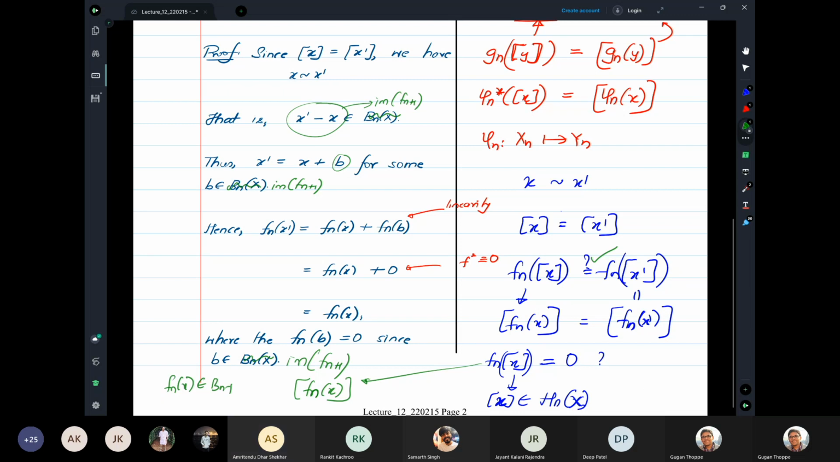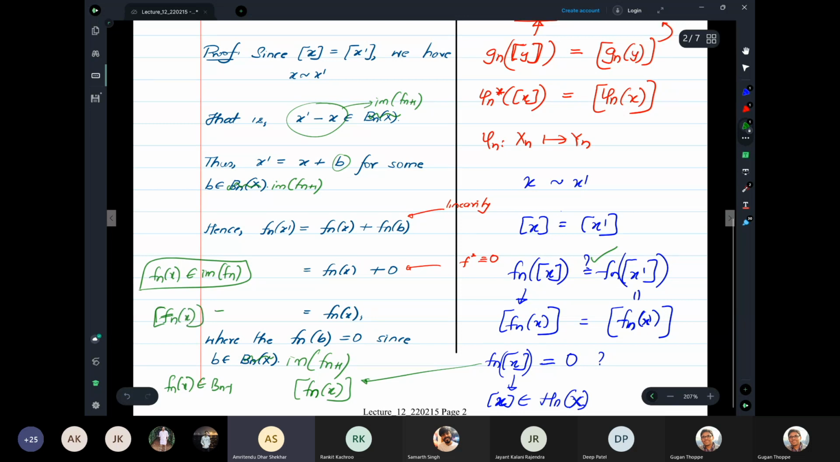This is just true, right? So f_n(x) trivially belongs to the image of f_n. If this is your question, then indeed this is true. Now, if we take the equivalence class, like if we put a bracket around f_n(x), then that is just equal to taking the quotient by B_n minus 1.